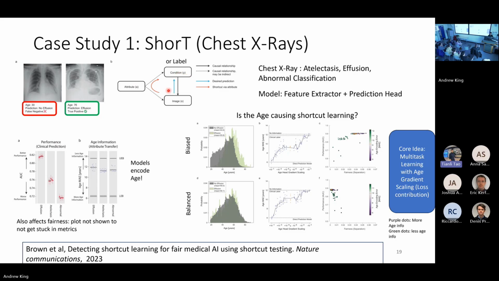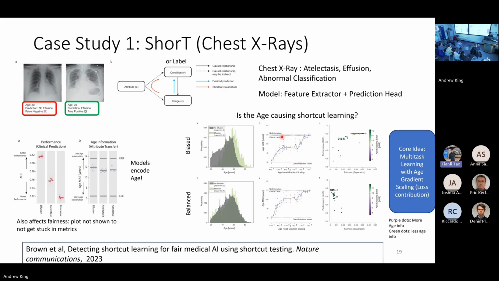And then in that case, if the route that's taken is through the attribute, we would say that it's potentially a shortcut. So the study shows that across all the three tasks, the model can get a reasonable performance. So firstly, clinical prediction is reasonable, and it can also predict age. So the X to Y and X to A can be done.